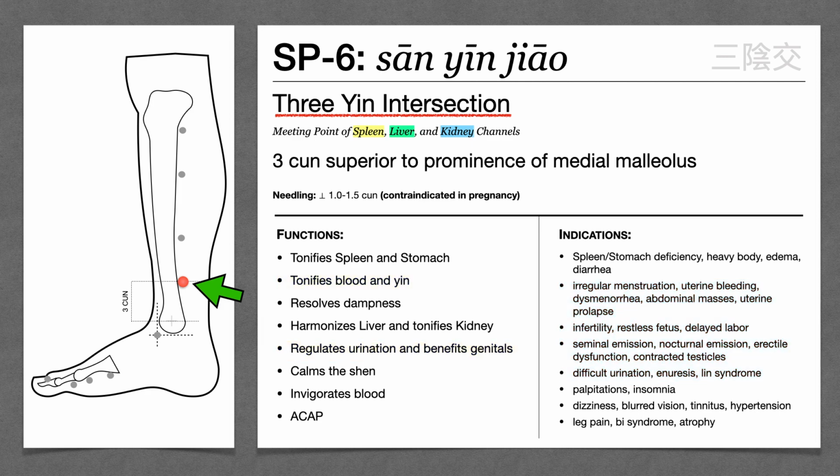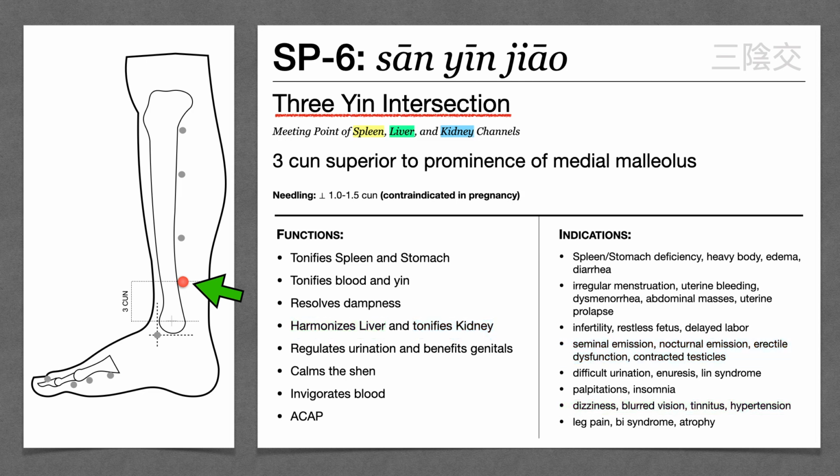In clinical practice, it's really common to combine spleen 6 with stomach 36, since both of these points pretty much tonify everything. Remember, the spleen channel goes to the heart, so spleen 6 also has an action of calming Shen, especially for Shen problems due to blood deficiency. Since it's a meeting point of the liver channel, it can move liver qi and tonify liver blood, and since it's a meeting point of the kidney channel, it can tonify the kidney.